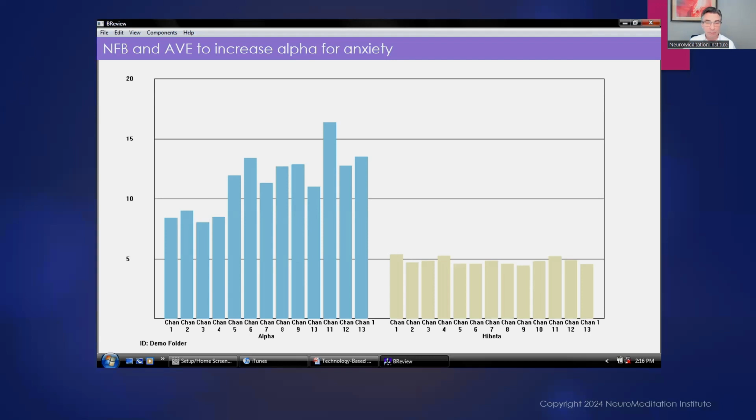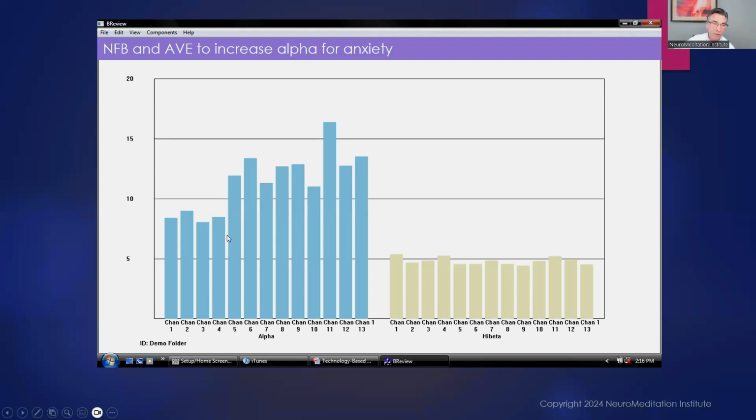So this is just a demonstration of some data that I collected years ago with somebody who was using these glasses to try to boost their alpha activity. This was somebody that had anxiety and we wanted to increase alpha. The reason I like showing this slide is you can see that there were 13 sessions that we did. This is the amount of alpha activity on the blue bar graphs. And what you can see is that in the first 4 sessions, the alpha didn't really do much.